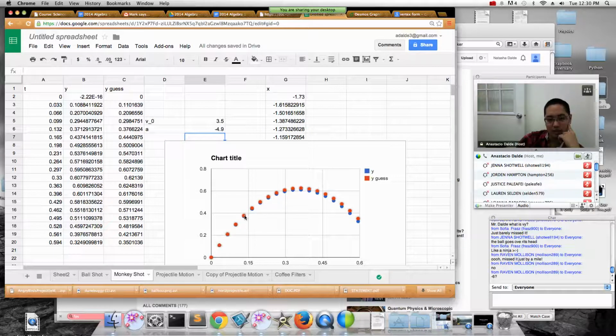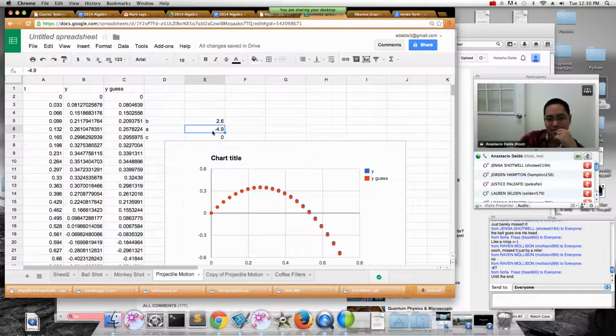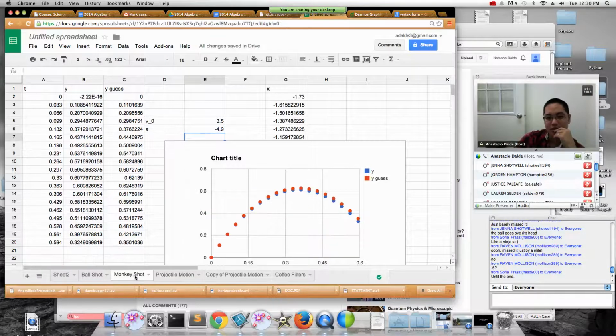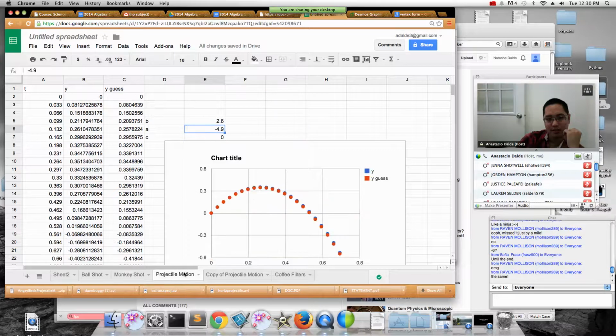It was really good at the beginning, not as good at the end. Yeah. So -4.9. Notice something here. What do you notice? These are 2 different situations. What do you notice? It's almost the same. It's the same number. This A is the same number.